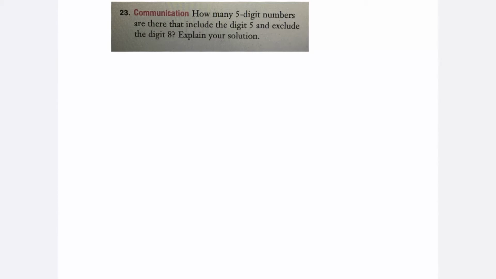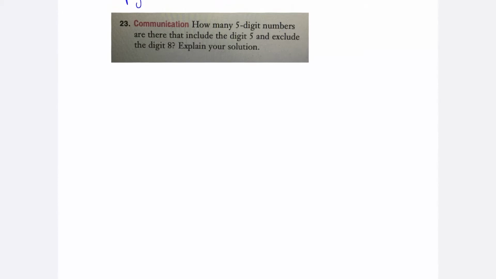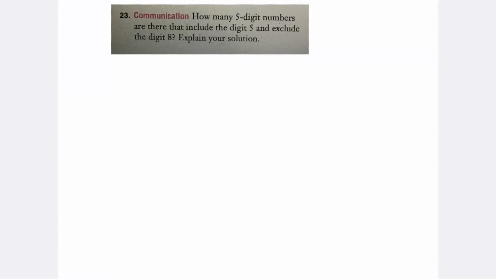All right, I'd like to walk you through how to solve question number 23 from section 4.1. This is a typical question when we're dealing with permutations or factorials. How many 5-digit numbers are there that include the digit 5 and exclude the digit 8?